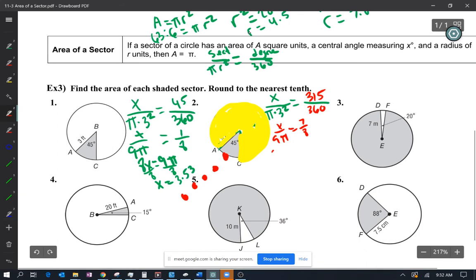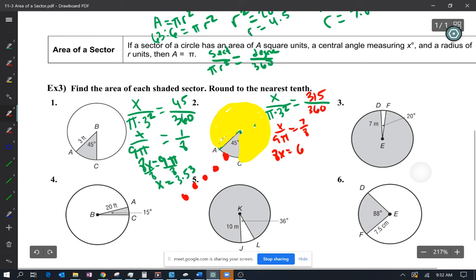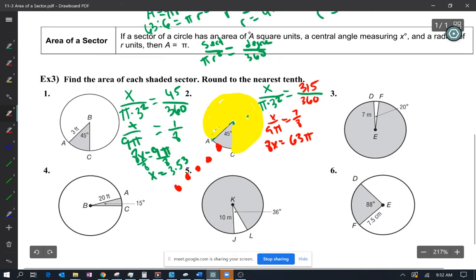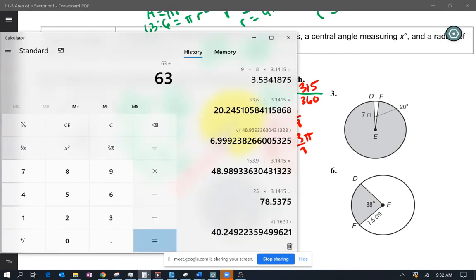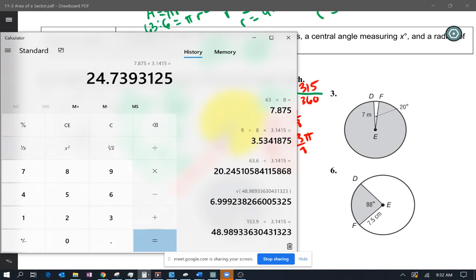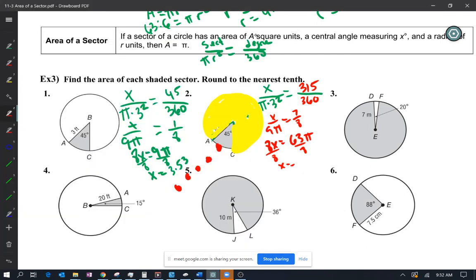Okay, so you get 8x equals 63 pi. Divide by 8. X is 63 divided by 8 times pi. 63 divided by 8 times 3.1415 is about 24.74, or 24.7. That's all there is to it, guys. All right, it's not hard.